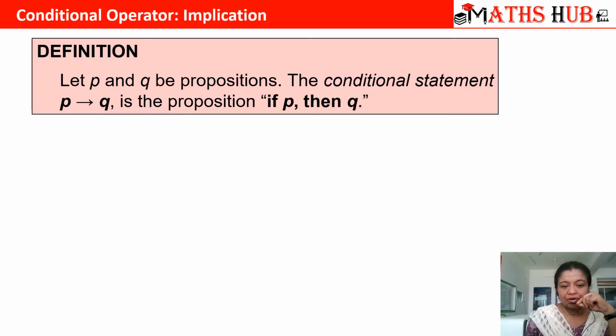When we are talking about implication, it says that if there are two proposition statements P and Q, then the conditional statement P implies Q is the proposition if P then Q, right? So the conditional operator is a one-way condition: if P is there, then Q will be done, right?